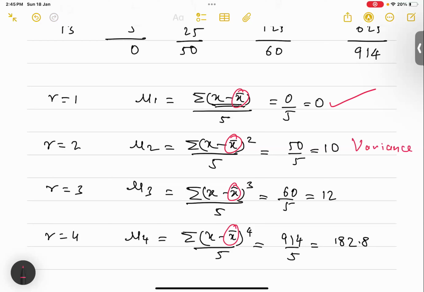The next problem will take group data. Exercise 14.7, question number 2. So this time x and f is given. On the extreme left, x and f. x: 3, 5, 7, 9, 11, 12.